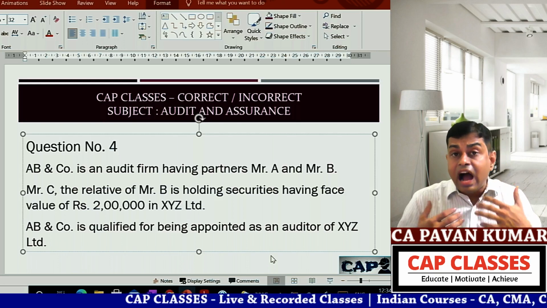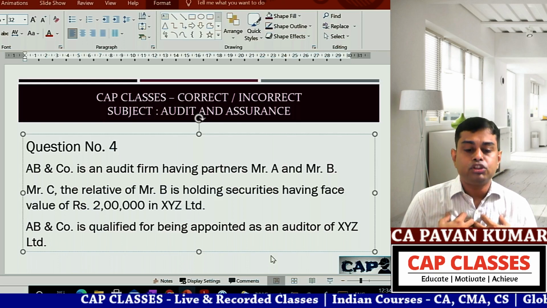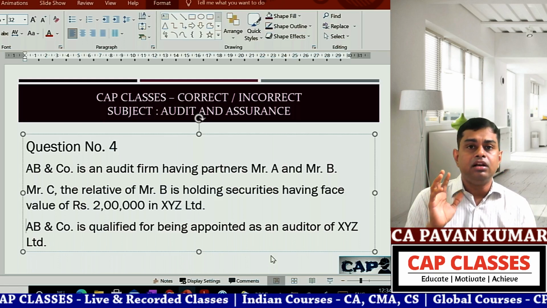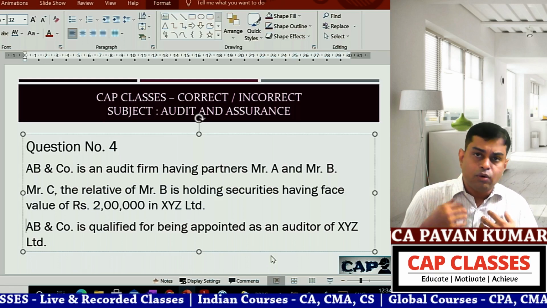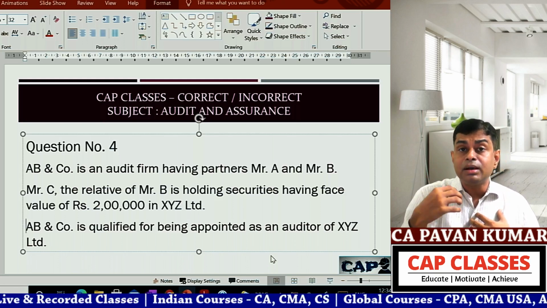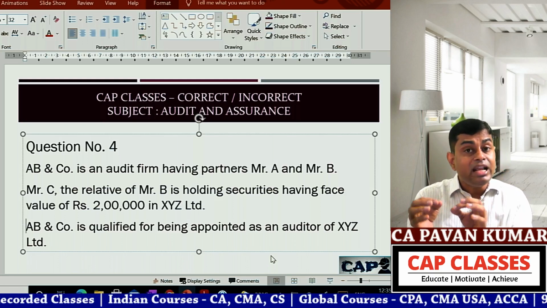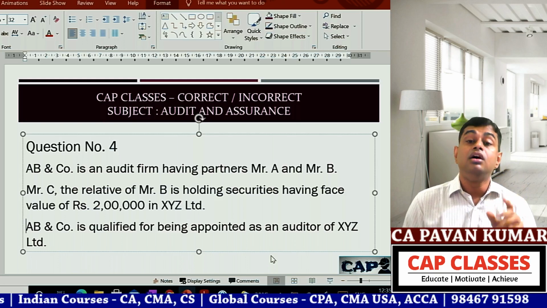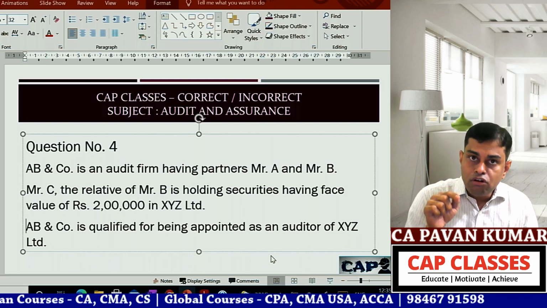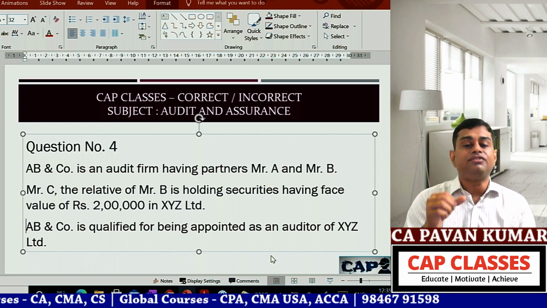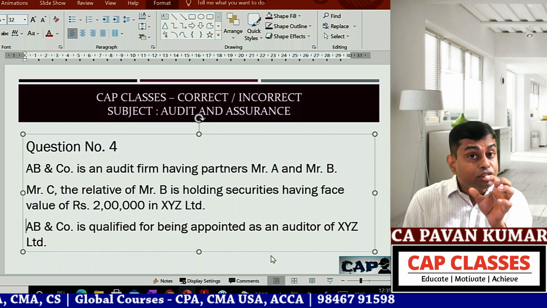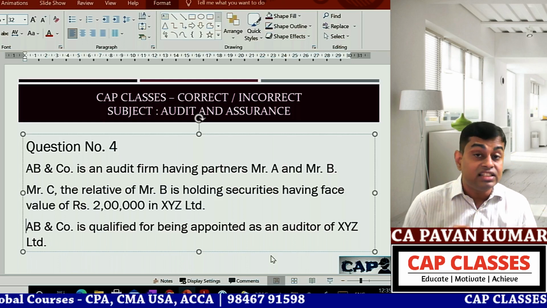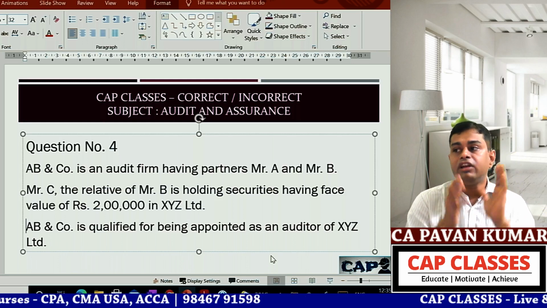Remember the rule. If I am proposed to be the auditor, I cannot hold even a single share in that particular company. So if Pavan, a qualified chartered accountant holding a certificate of practice, is proposed to be appointed as auditor of NTPC Limited, Pavan should not own even a single share in NTPC Limited. But Pavan's relatives can hold shares up to 1 lakh rupees face value. That exemption is given only for this particular company, not for its holding company, subsidiary company, associates, etc.